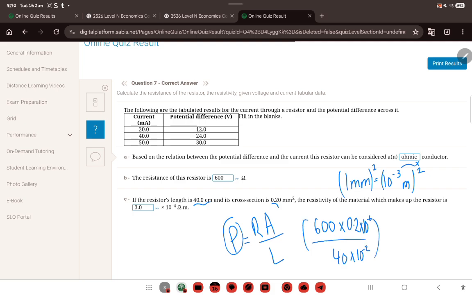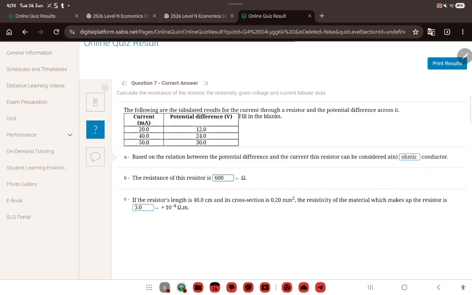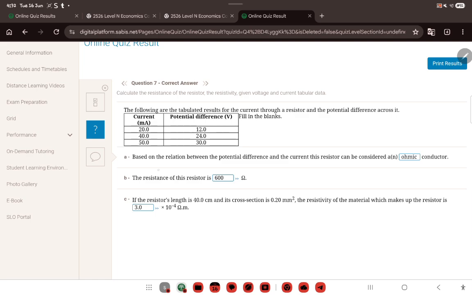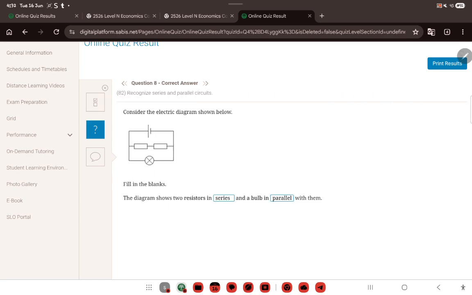If we put this on the calculator, we should get 600 times 0.2 times 10 to the power of negative 6 divided by 40 times 10 to the power negative 2. You should get 3 times 10 to the power negative 4. Here they put 3.0, but they accept 3 without the decimal as a valid answer. Now you do question 8.